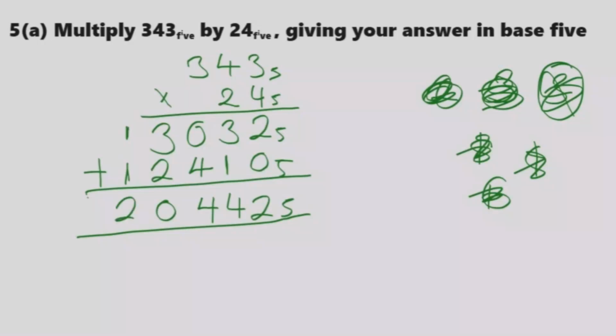Okay, so now I'm multiplying 343 in base 5 by 24 in base 5 will give us 20442 in base 5. Okay, that is in base 5. So let me just write 5 down here so that doesn't confuse anyone. So multiplying 343 by 24 in base 5 will give us 20442 in base 5. Okay, so basically that's how you go about it.